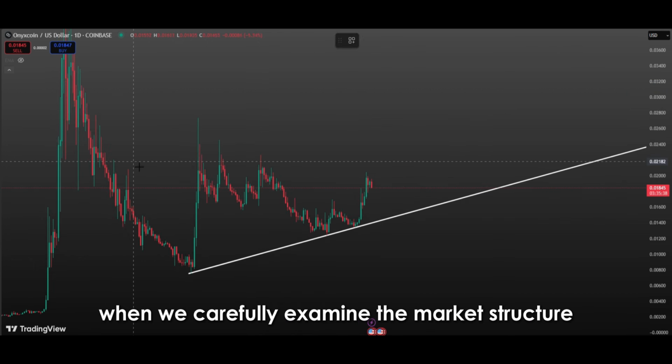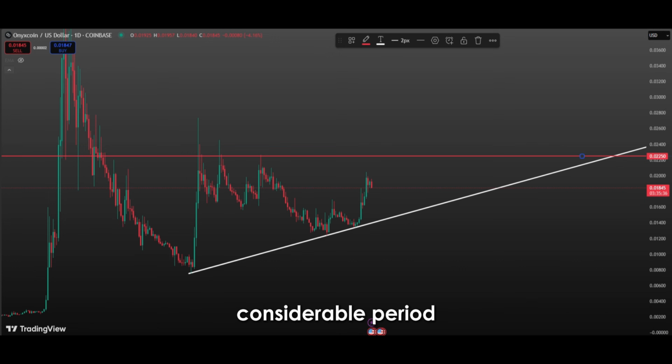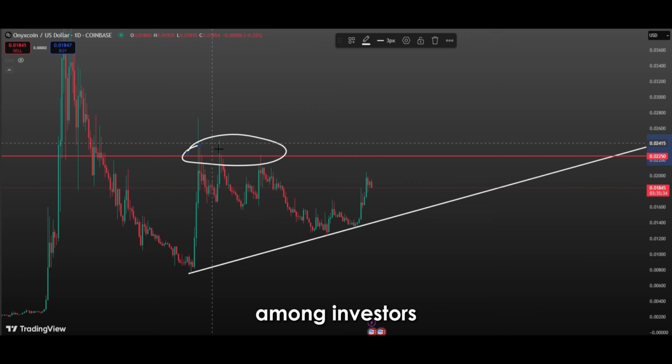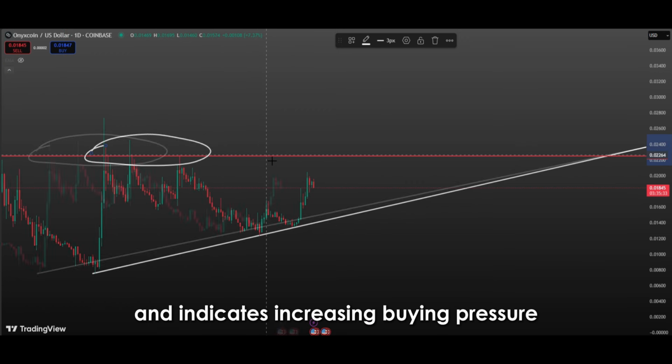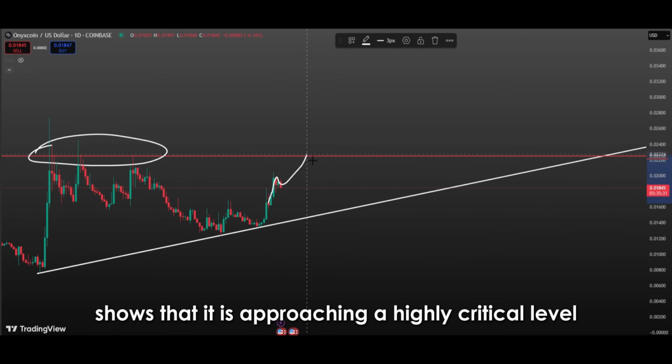When we carefully examine the market structure, it is evident that the price movements have been showing an upward momentum for a considerable period. This upward momentum creates positive expectations among investors and indicates increasing buying pressure. In particular, the current price position shows that it is approaching a highly critical level.